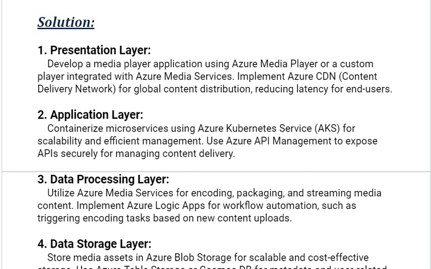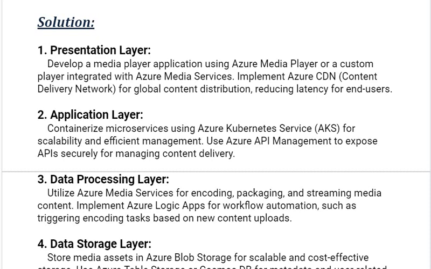Our next solution is the application layer. Containerize microservices using Azure Kubernetes Service, AKS, for scalability and efficient management. Use Azure API Management to expose APIs securely for managing content delivery.